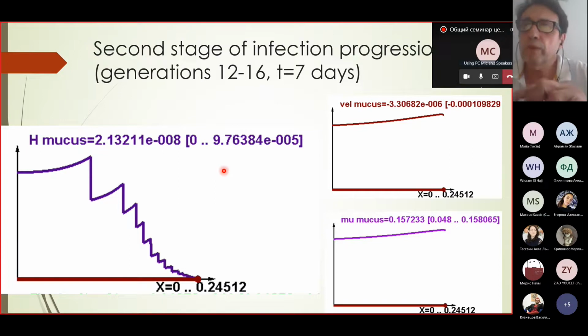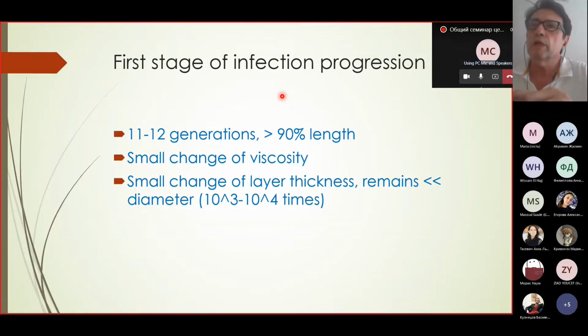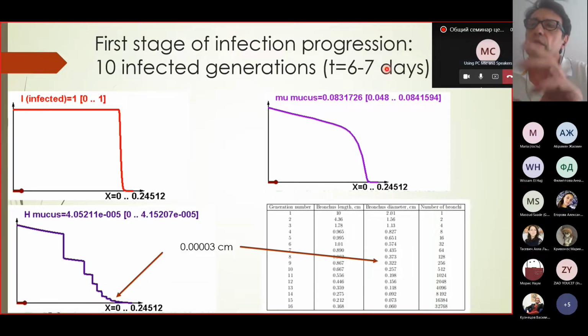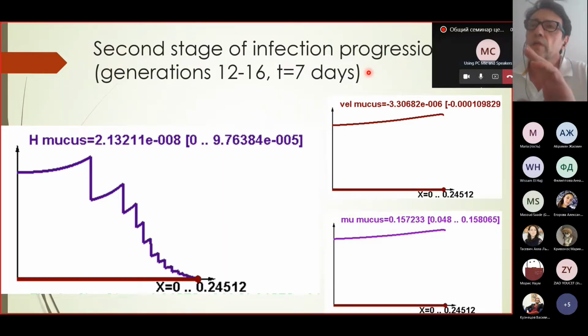So what happens then? In fact, it's a very short stage, because if here it was between 6 and 7 days, then the next several hours, maybe 10 hours more, and then this infection completely propagates along all these generations. And what happens?